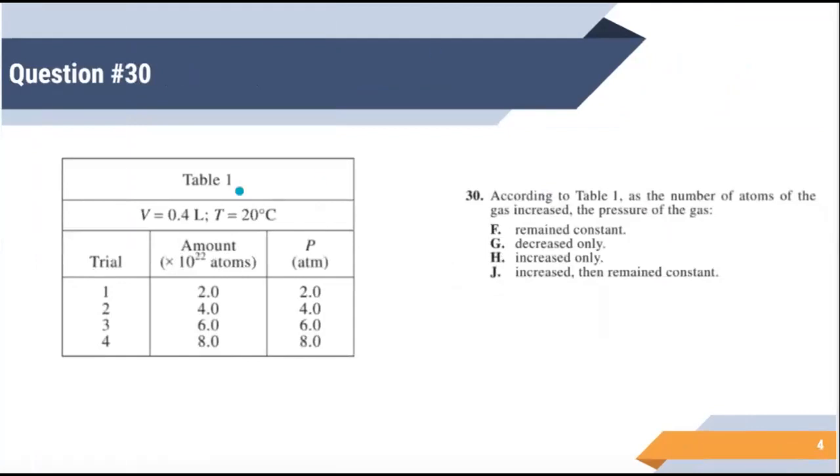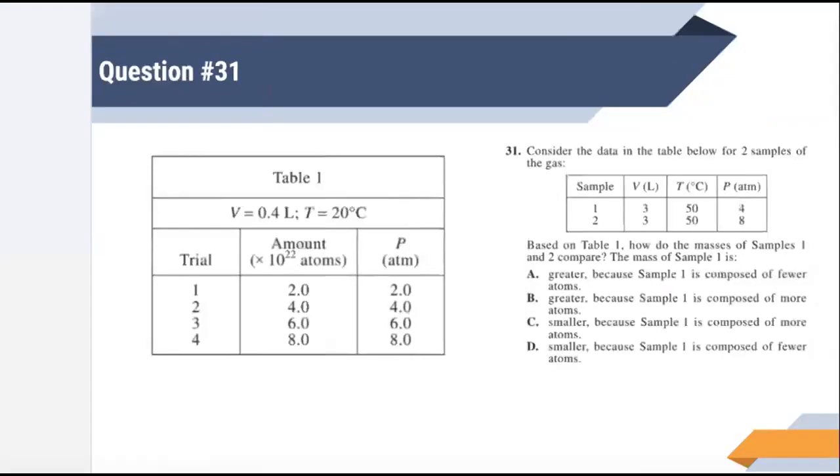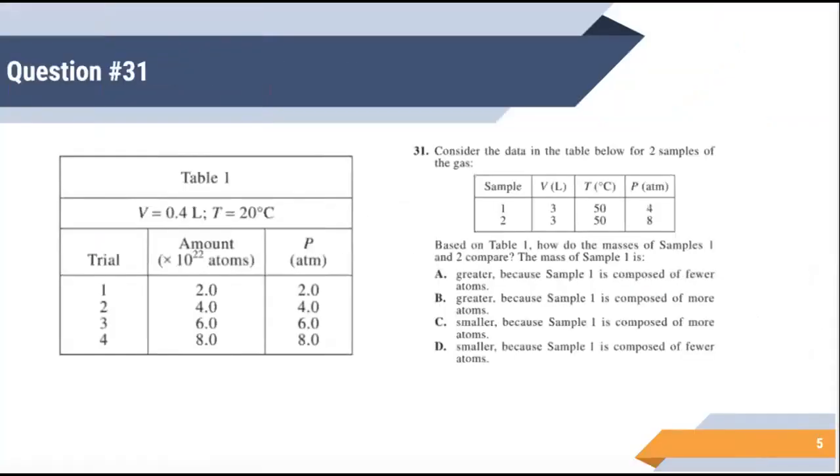All right, try question 30. Question 30 says, according to table 1, so we're on table 1, as the number of atoms increased, so as we go up in the number of atoms, the pressure of the gas, what happens here? It looks like this guy also increases, goes from 2 to 8, okay, as we go down these columns. So the answer for 30 should be H, increased only.